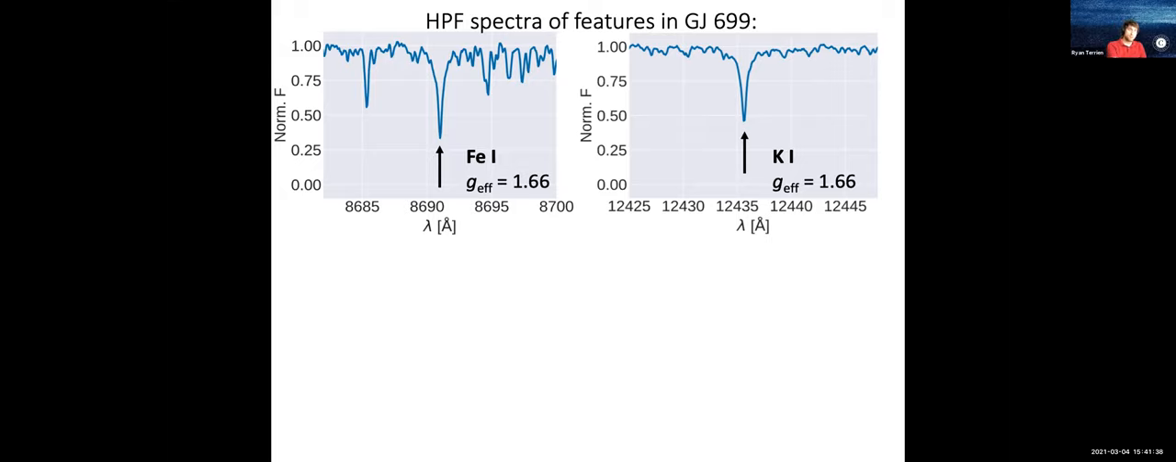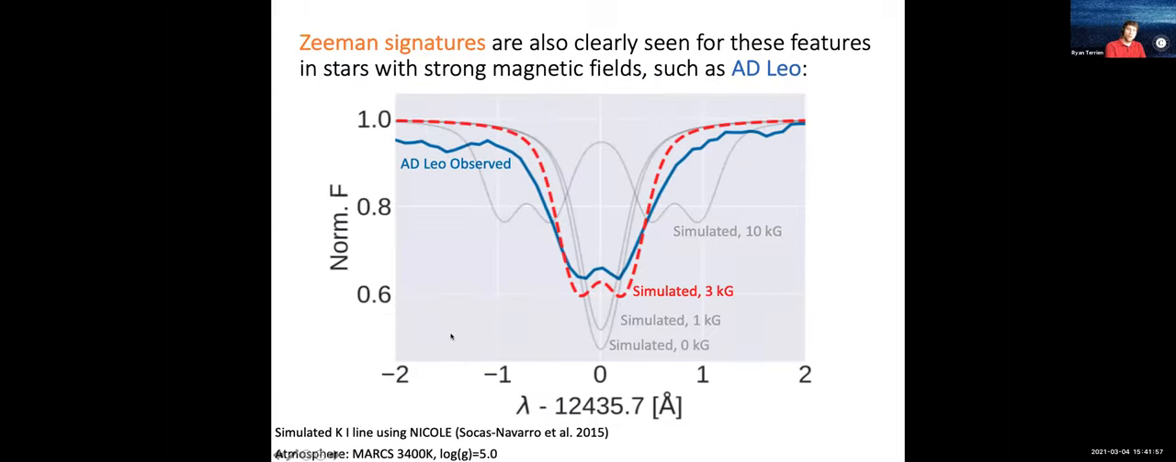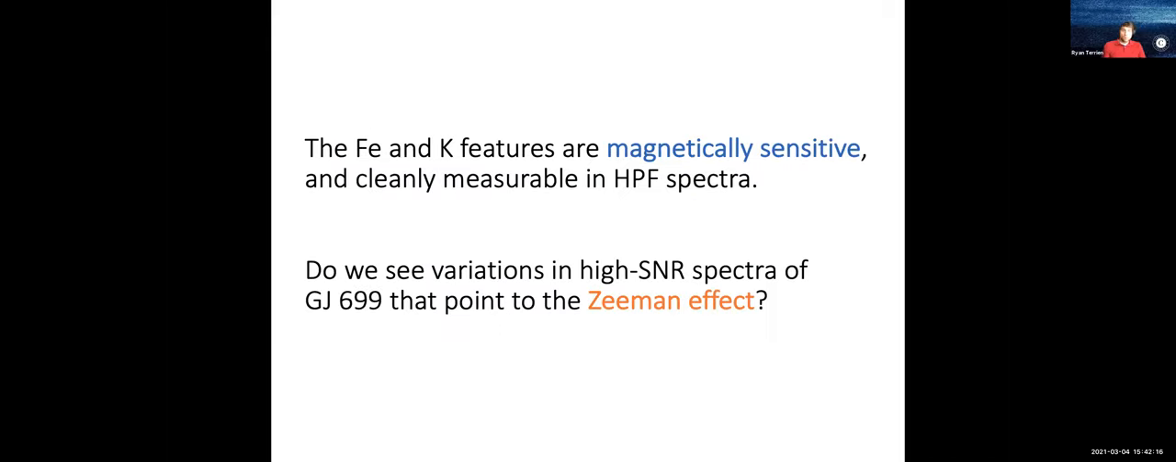And we're confident that we've correctly identified these lines and are correctly attributing magnetic behavior to them because we can see them clearly in solar spectra of the photosphere and in spots where there is a strong magnetic field. And in both cases, these lines show unambiguously the expected Zeeman pattern. And what's more, if we actually point HPF at an M dwarf, which is known to have a strong surface magnetic field, in this case, AD Leo, we once again see unambiguously the split profile that we expect to see in this case.